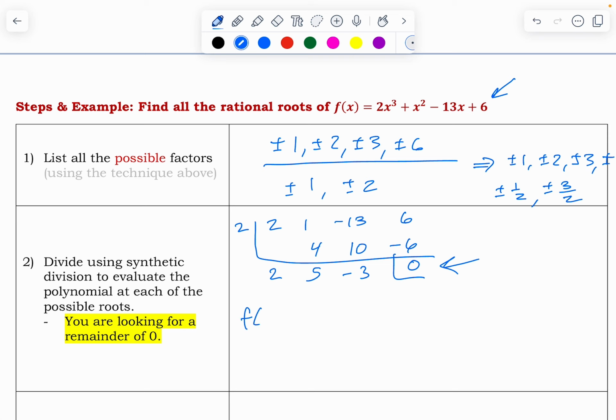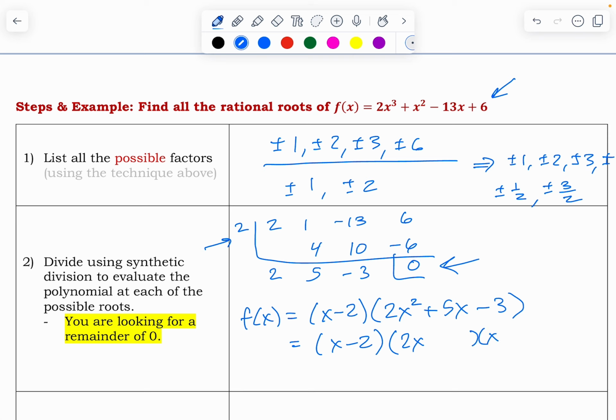Okay, so this f of x is now equal to x minus 2 from here, times 2x squared plus 5x minus 3. Does that factor? Well, that would be nice if it did. Let's see, 2x times x would give me a 2x squared. 3 times a 1 gives me a 3, and I need to make one of them negative and one of them positive, and I think there we are.